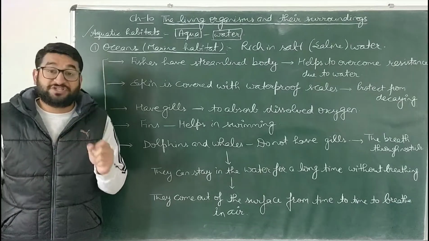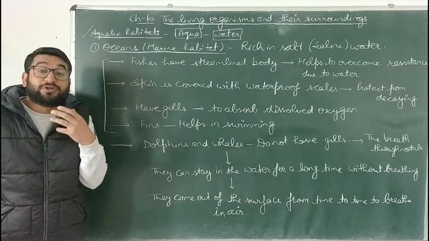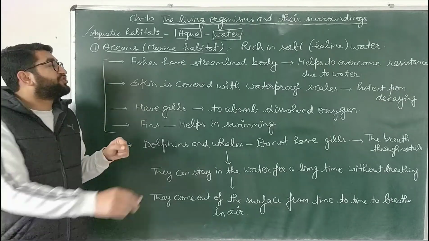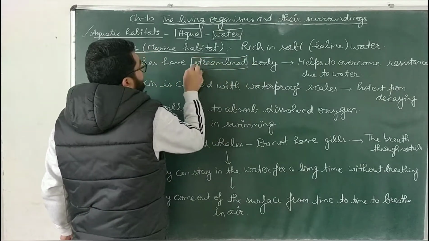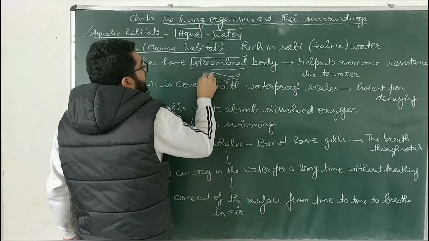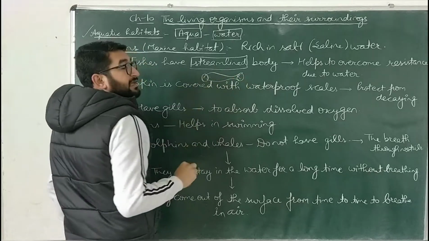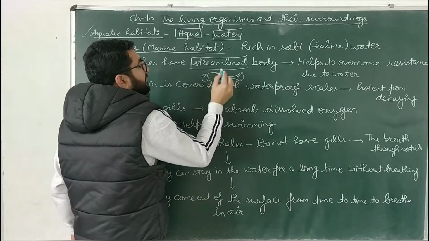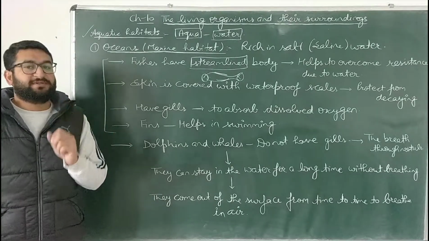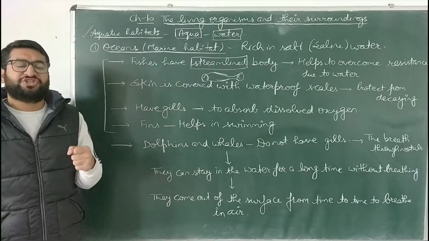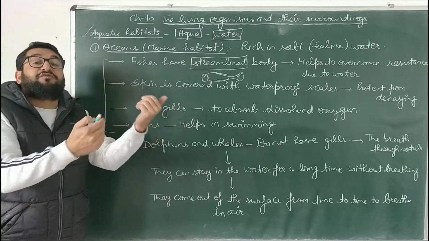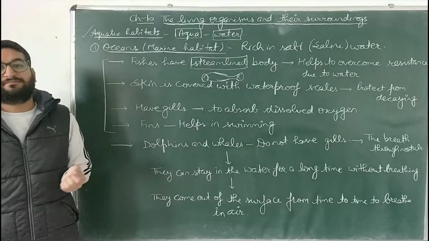You must have seen the fishes, and you must have drawn the fishes in your art books in your smaller classes. The fishes have a streamlined body, like this. Thinner at the front and the back, and thicker in the middle. This body shape is known as a streamlined body shape. This streamlined body shape helps the fishes to overcome the resistance of water applying over their body.